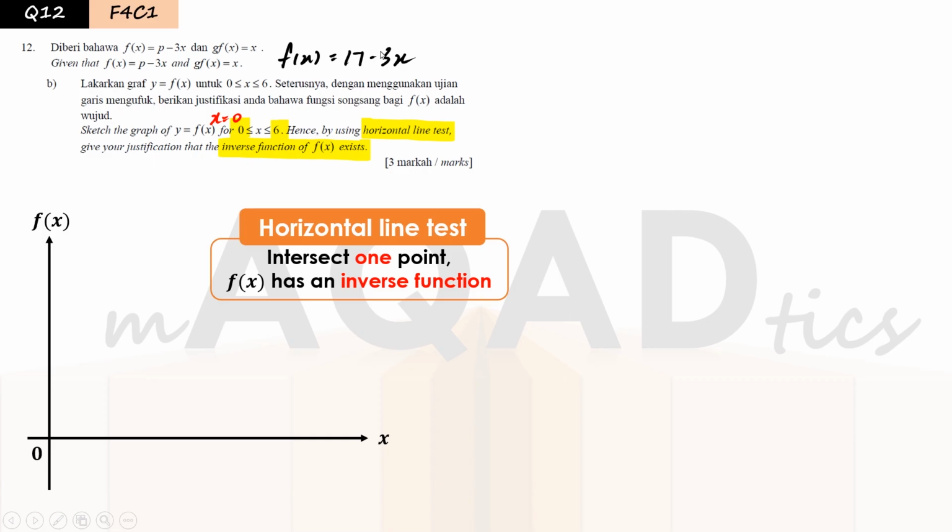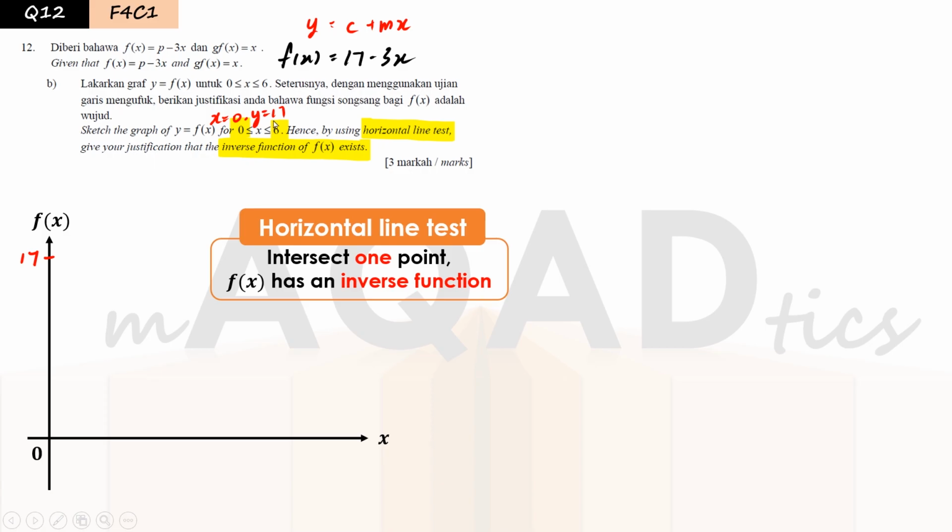y equals mx plus c. So we know that f of x is y, mx is here, and c is here. So if we compare, the y-intercept, which is c, equals 17, alright? So our first point will be x equals 0, y equals 17, which is somewhere here.